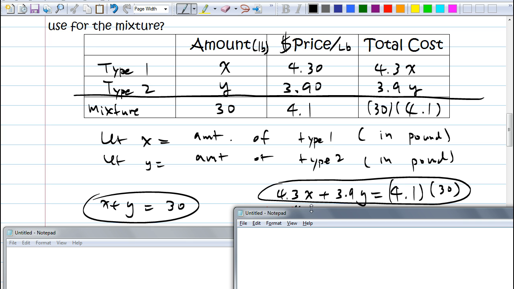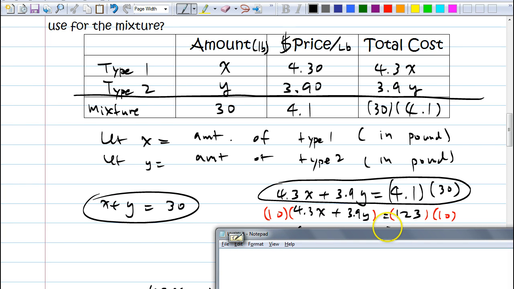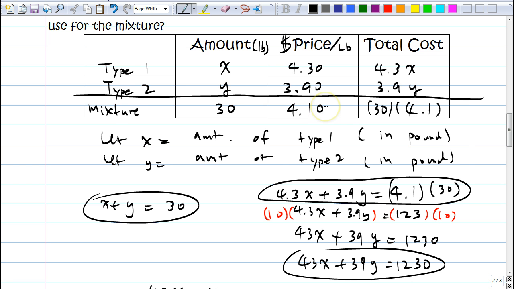So you get two equations. Of course, when you add the amount of the mixture, it should equal 30 pounds. And of course, the price should be $123, right? The mixture. How do I know it's $123? Because you have 30 pounds of something that costs $4.10 per pound, right? Does that make sense?